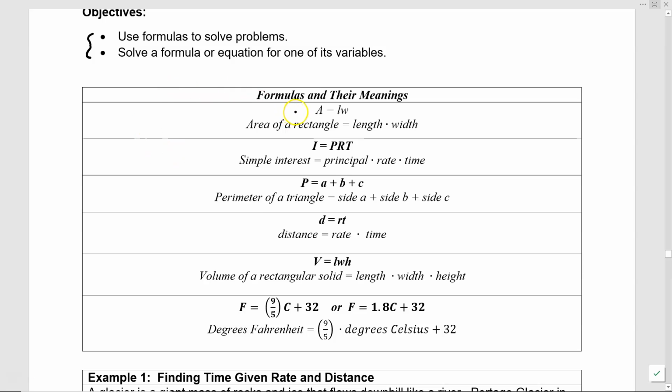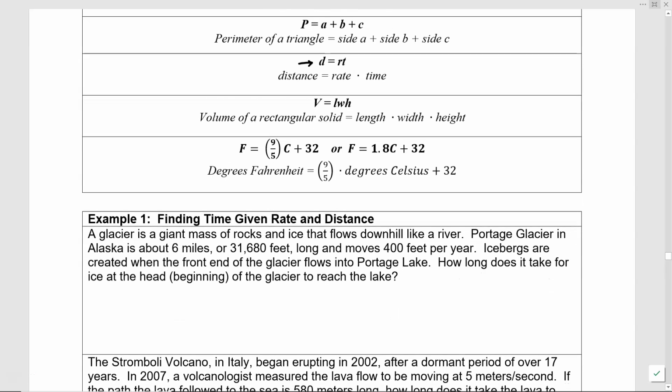And right off the bat, you should recognize area. The area of a rectangle is just length times width, but we have some new ones that maybe you haven't seen. Simple interest, perimeter of a triangle, distance, volume of a rectangular solid, and degrees of Fahrenheit and degrees in Celsius. So let's look at examples and see how we're going to deal with specifically this distance formula right here. So we have some examples.